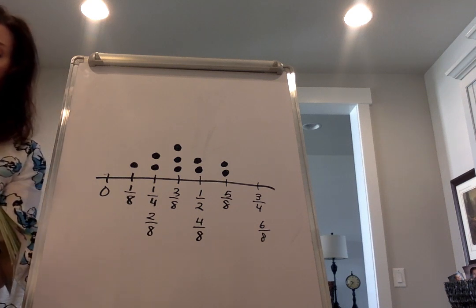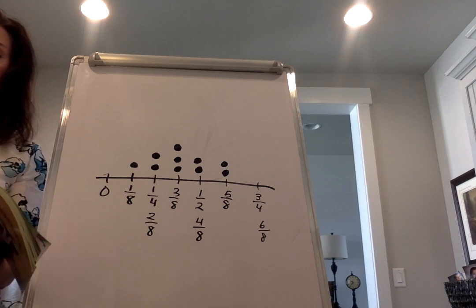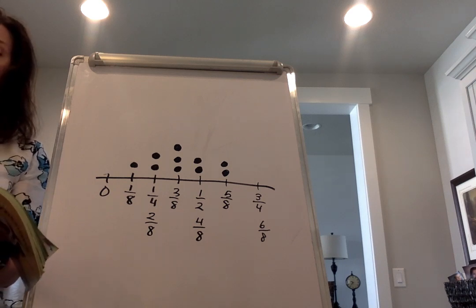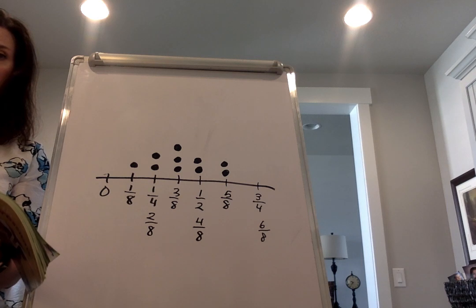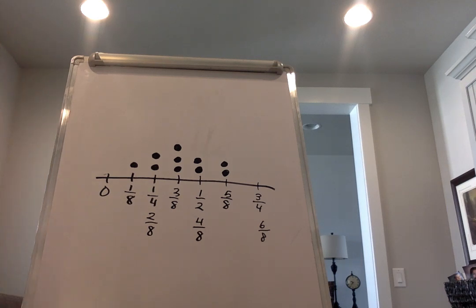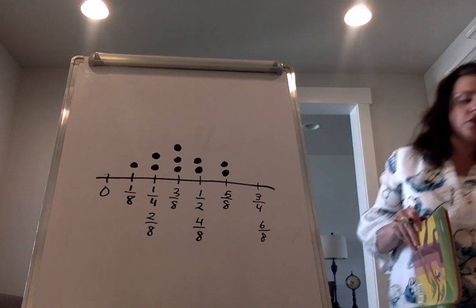Number 2 says, based on these samples, which sample weight is least likely to occur? So let's think about that. Coming to the other side here.